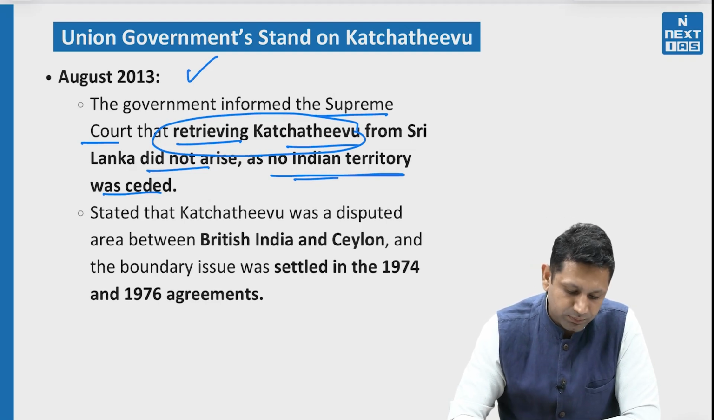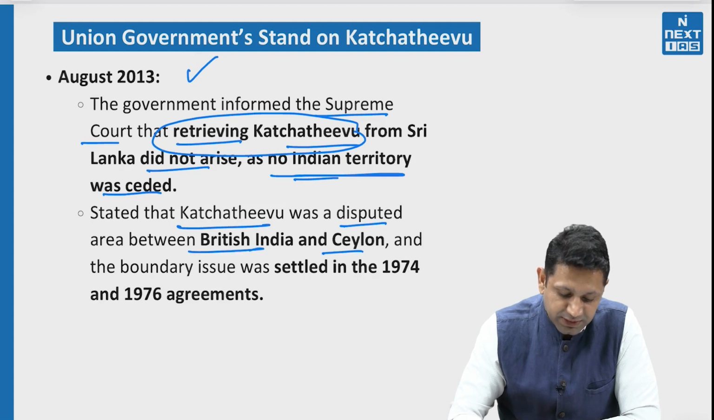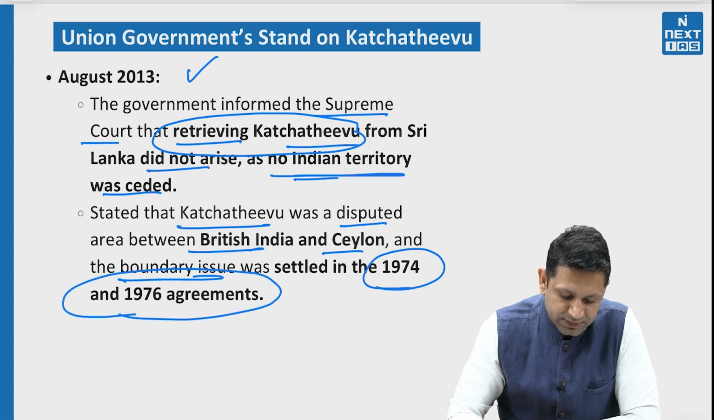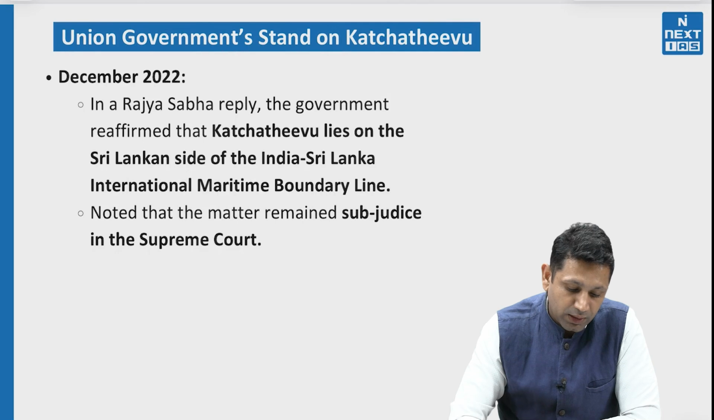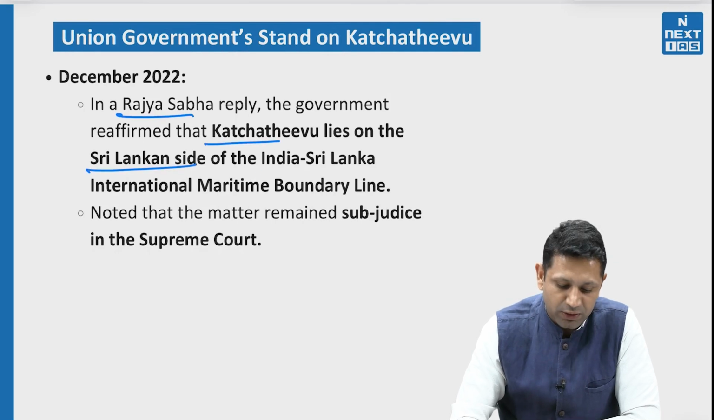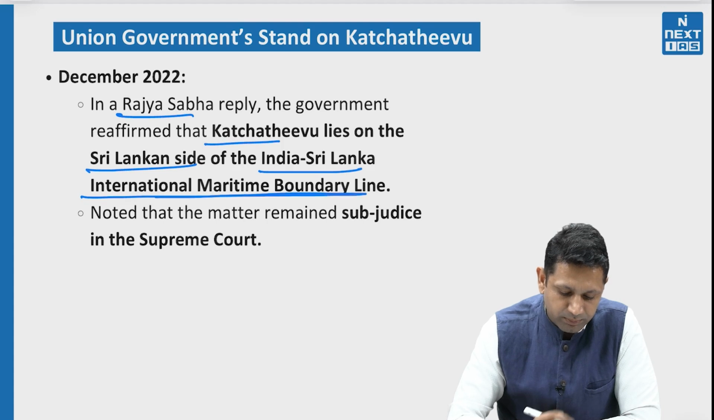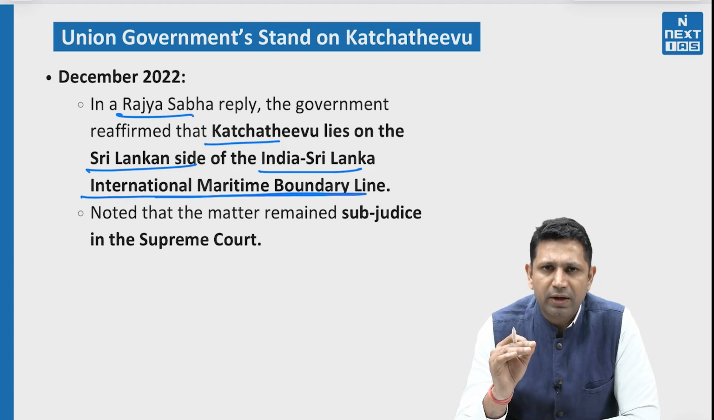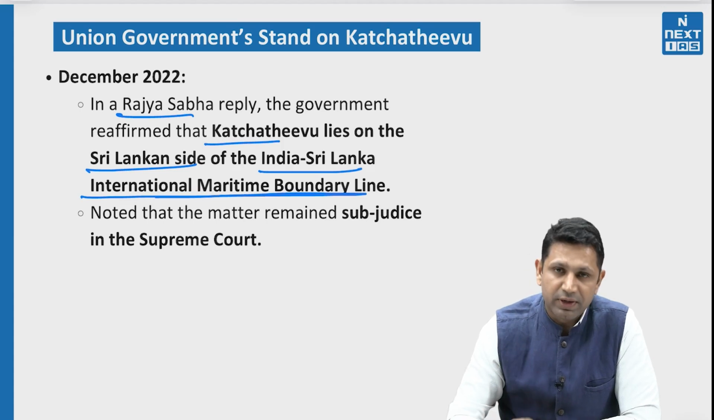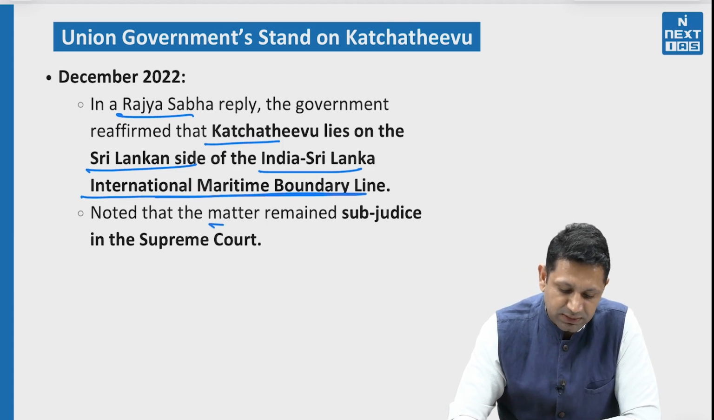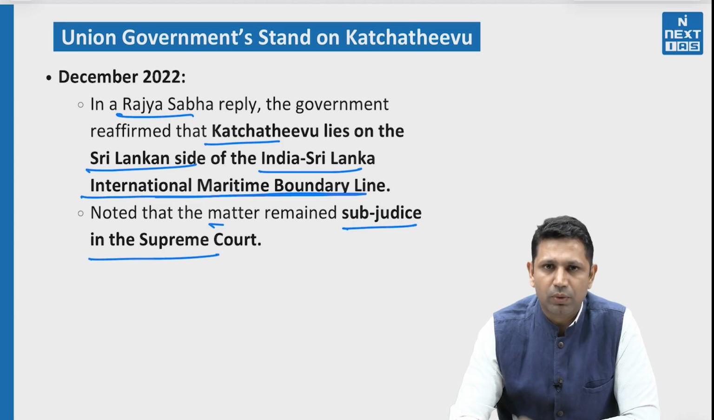to Sri Lanka. It stated that Katchatheevu was a disputed area between British India and Ceylon, and the boundary issue was settled in the 1974 and 76 agreements. Again in December 2022, in Rajya Sabha, the government reaffirmed that Katchatheevu lies on the Sri Lankan side of the India-Sri Lanka International Maritime Boundary Line. So, the Indian government has accepted that Katchatheevu is a part of Sri Lanka. However, it has also stated that this matter still remains sub judice in the Supreme Court.